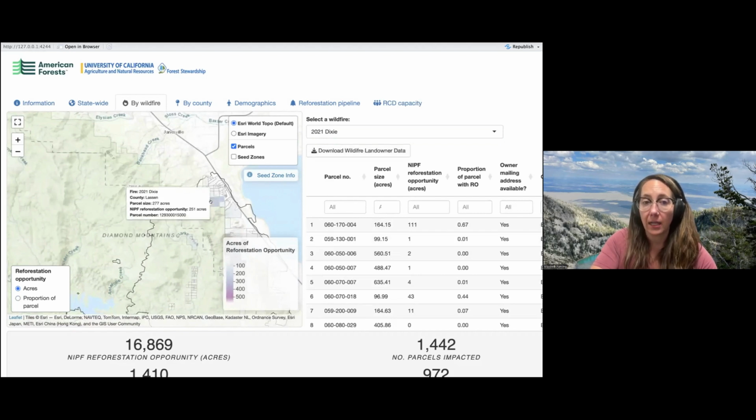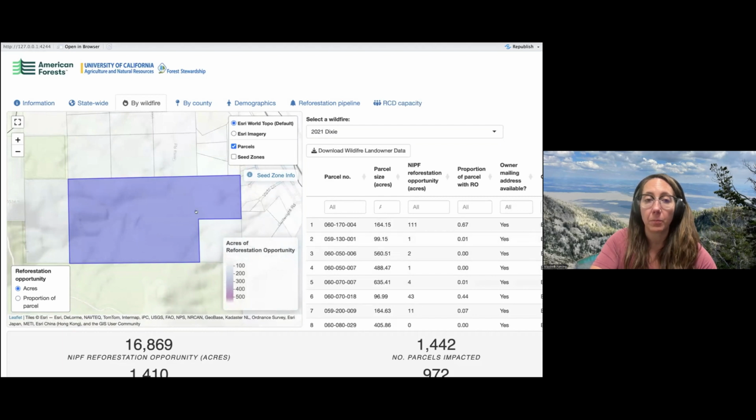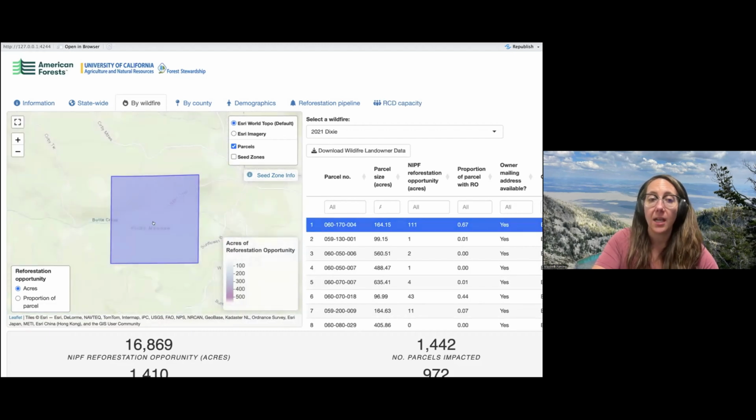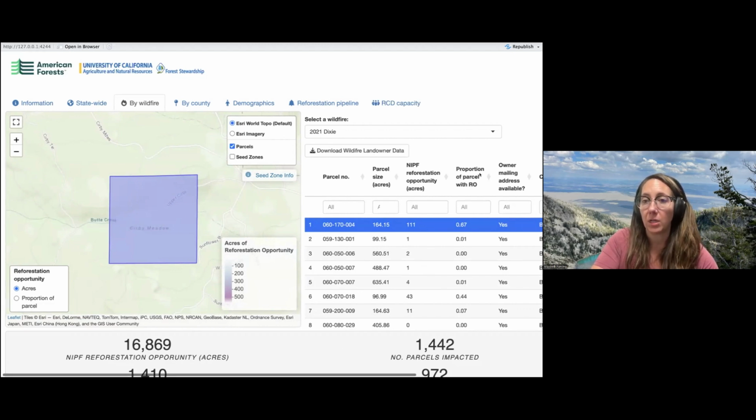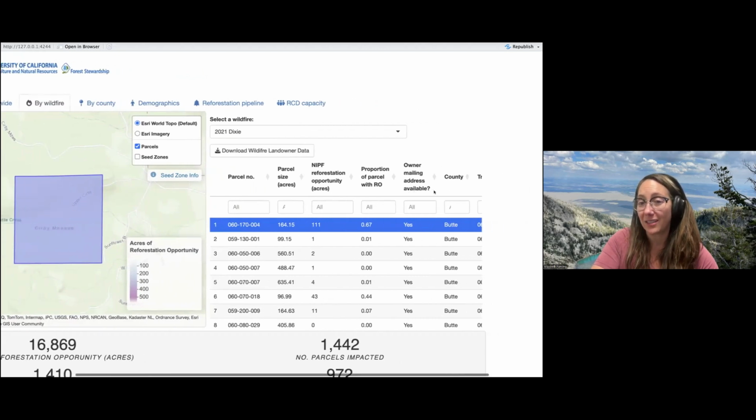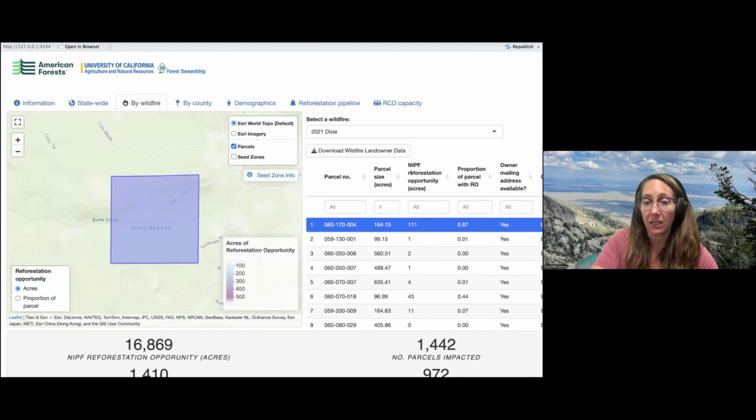You can also highlight a specific parcel and it will highlight on the table which parcel that is and give you some information, and vice versa. You can click on the table and it will take you to the parcel that it thinks it is. What we have in the table is that reforestation opportunity, whether or not mailing addresses and other landowner specific data are available. And then you can also download some of that data to facilitate your outreach to that particular individual.